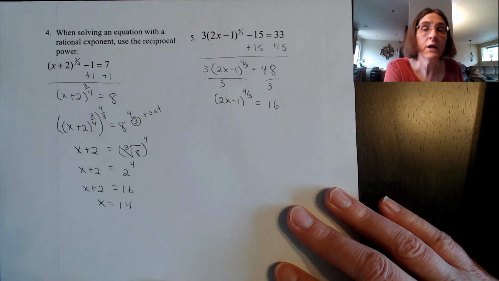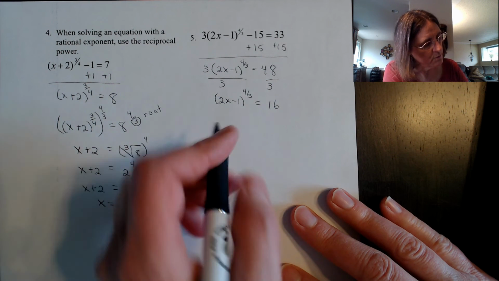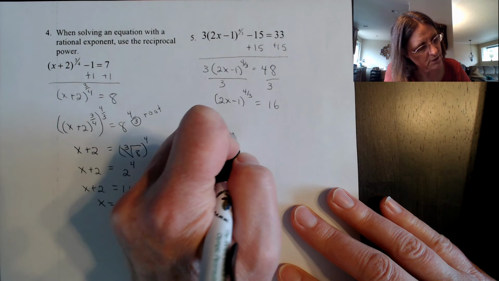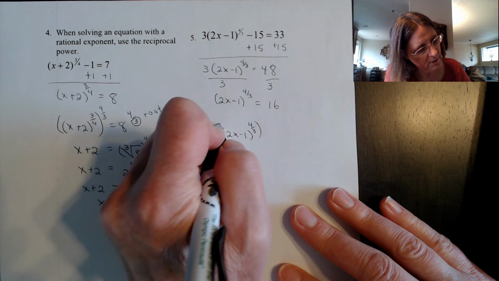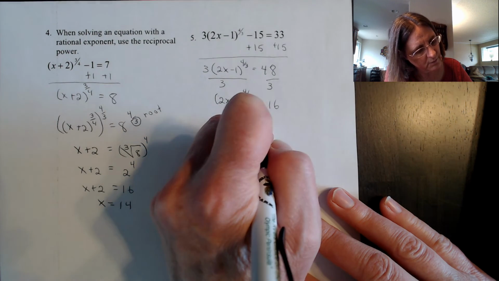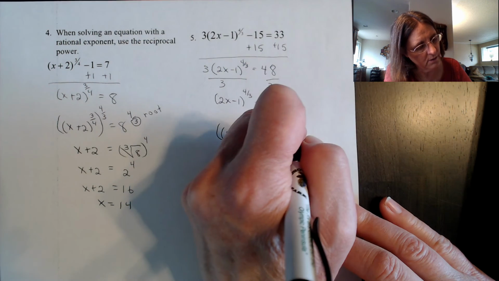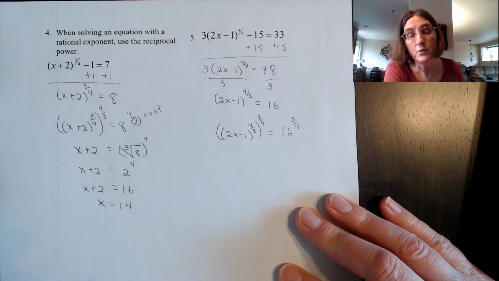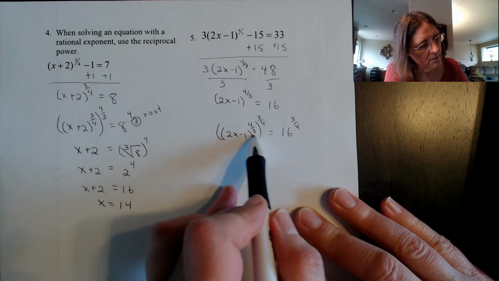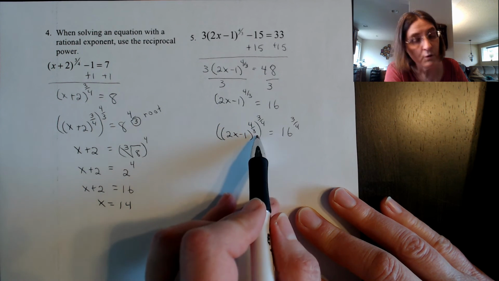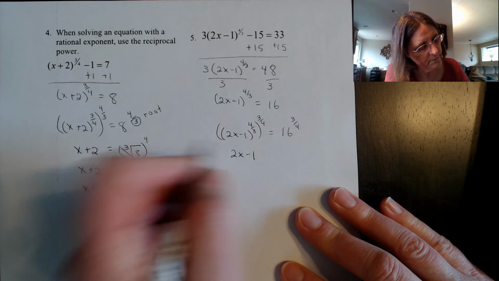Now we're ready to raise it to the reciprocal power. The reciprocal power of 4/3 is 3/4. So let's take 2x minus 1, that's now to the 4/3 power, and raise it to the 3/4 power. And on the right side, we take 16, also raised to the 3/4 power. On the left side, the exponents multiply to 1, they're reciprocal, so we get 2x minus 1.